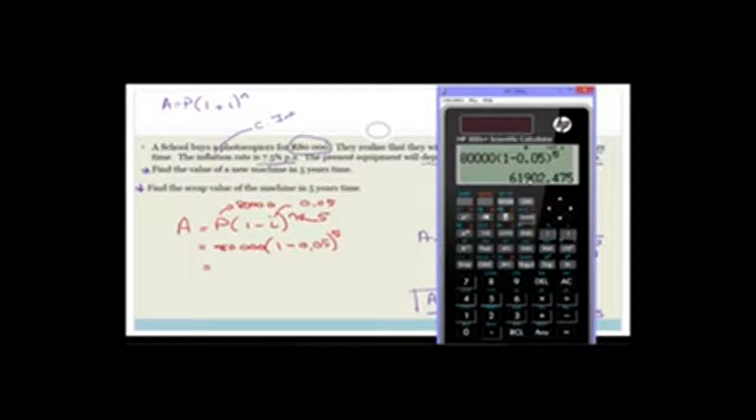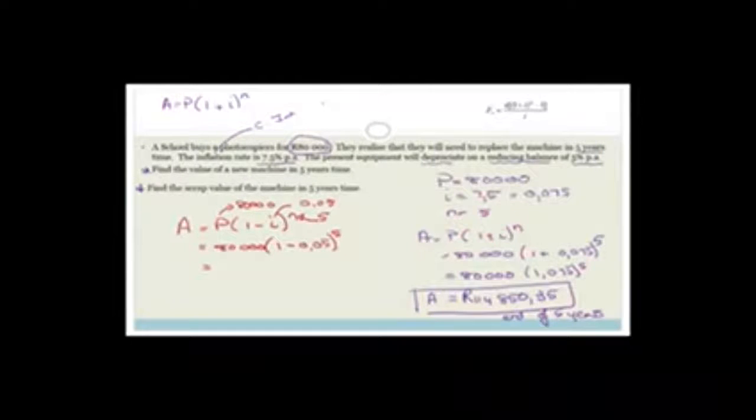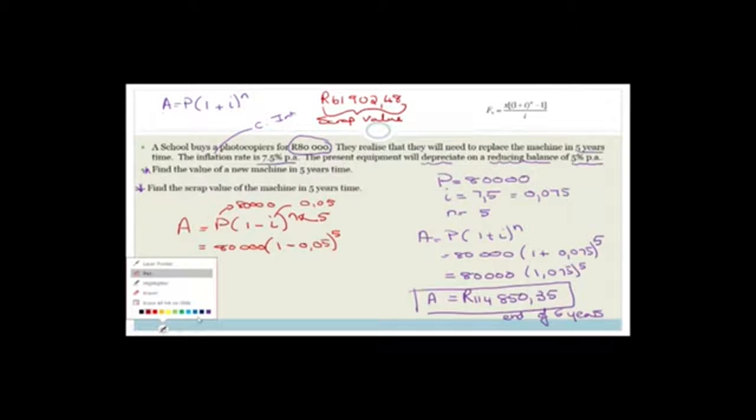So it's 61,902.48. So that is going to be the scrap value. Do you agree? This 114,000, let me just write it up here as well, because I'm going to need space, I have to erase. The 114,850.35 is the new value.